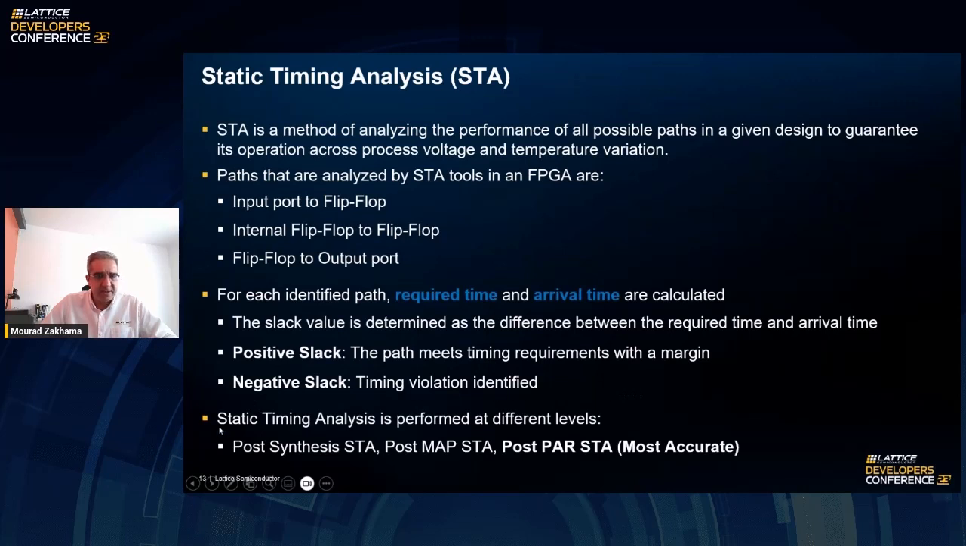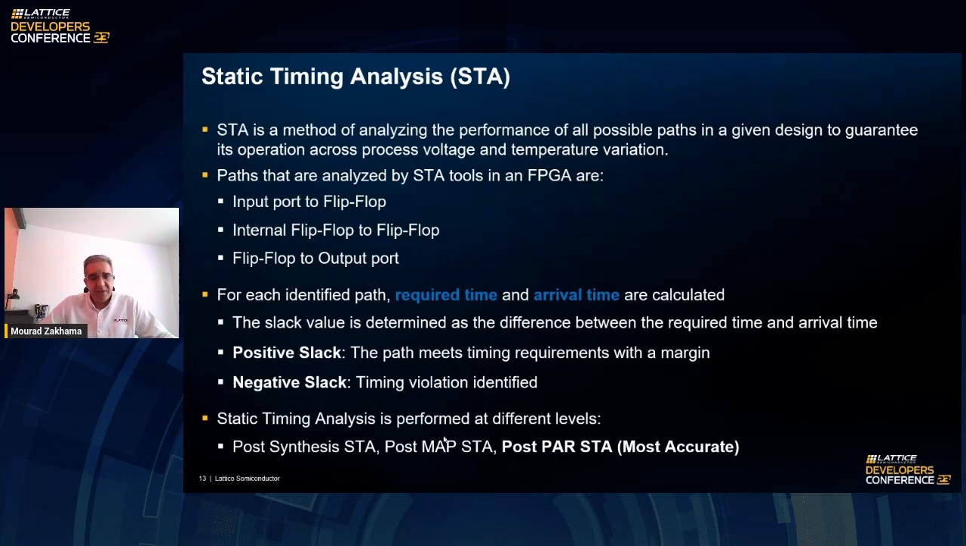So the static timing analysis is performed at different levels. This tool provides you different reports. You can have a report after synthesis, or after map, and after place and route. Obviously, when you are at the synthesis level, the timing report does not include accurate information about the routing delays. It's an estimate of the routing delays, whereas after place and route, this is the most accurate timing report.